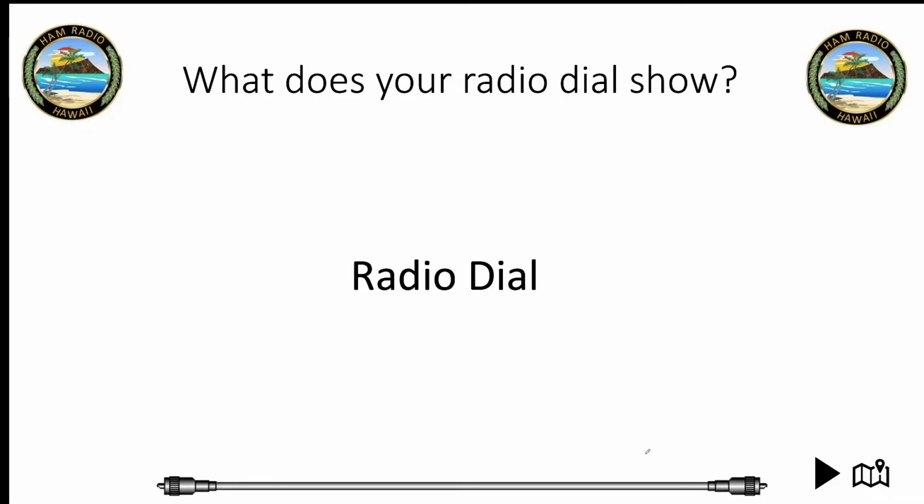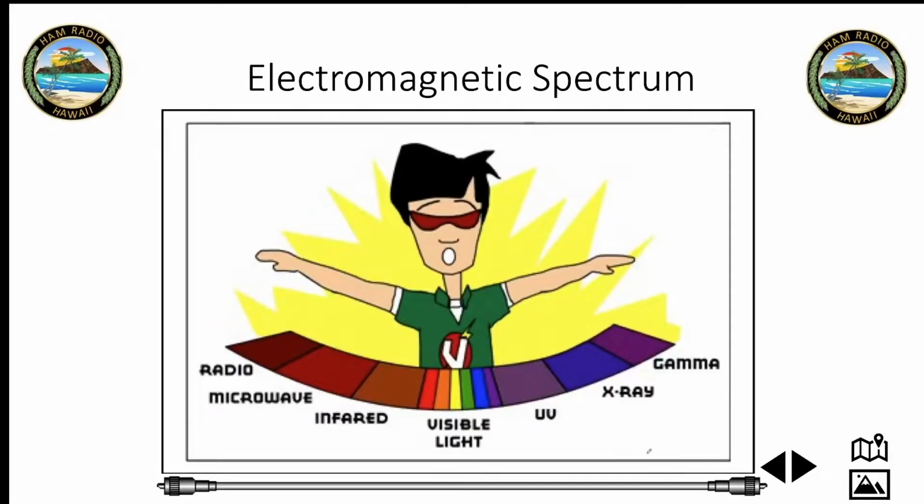Okay, let's talk about what your radio dial shows, what the front of your radio shows. So the FCC gives us a radio electromagnetic spectrum. That spectrum goes all the way from radio all the way over here to gamma. We in ham radio normally use the radio portion of it, but it goes a long ways, all the way up to X-ray and gamma.